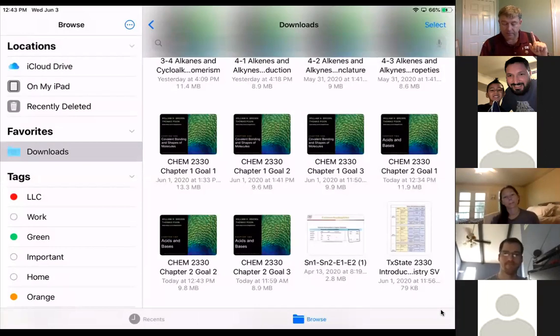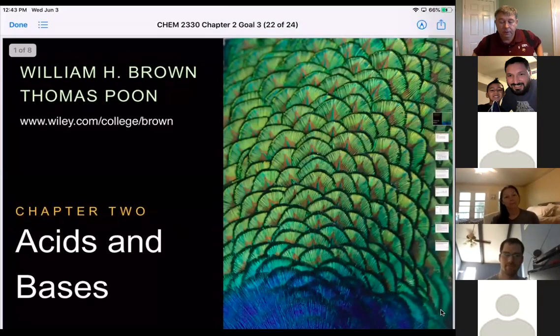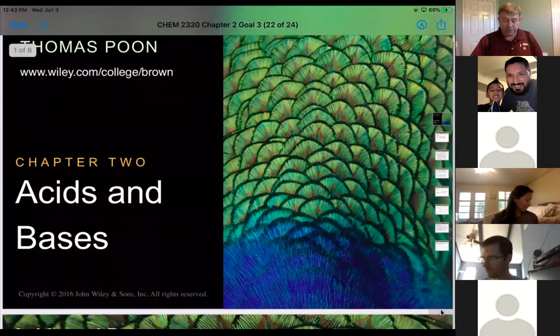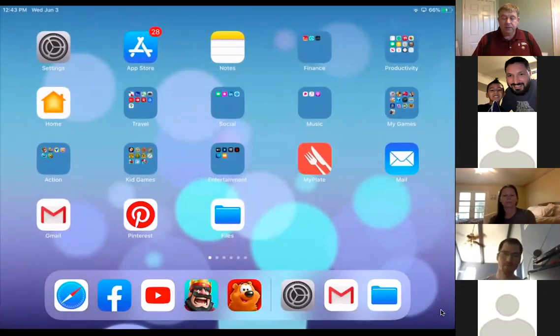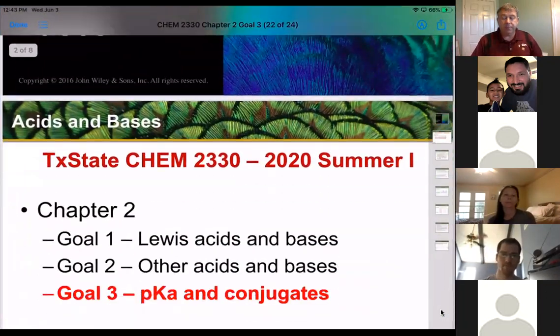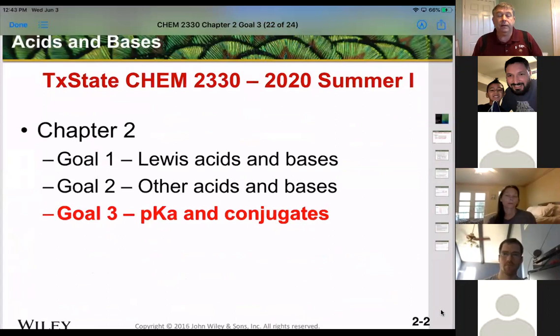Okay, I'm going to move to chapter 2, goal 3, and then we're going to be close to taking a break here. All right. So I want to talk a little bit more about pKa's and the conjugates, okay? Because knowing the general trend of pKa, knowing that the higher the number of the pKa, the weaker the acid, is very important. We're going to use this time and time again.